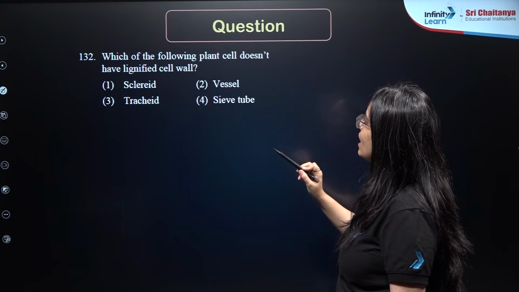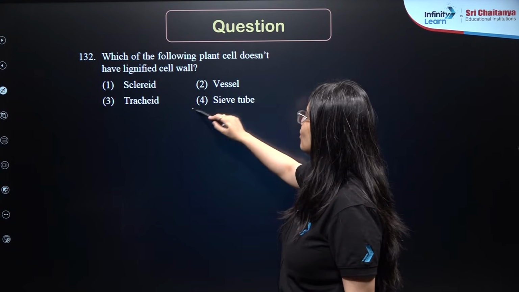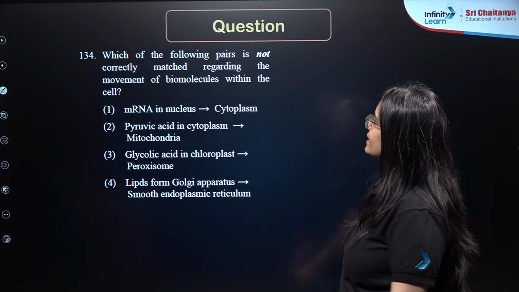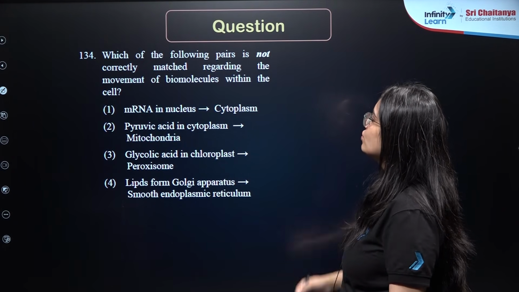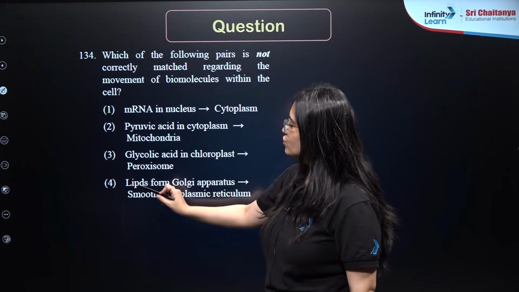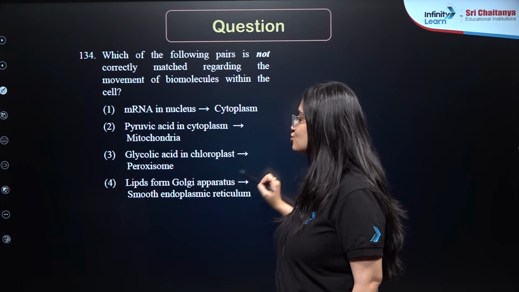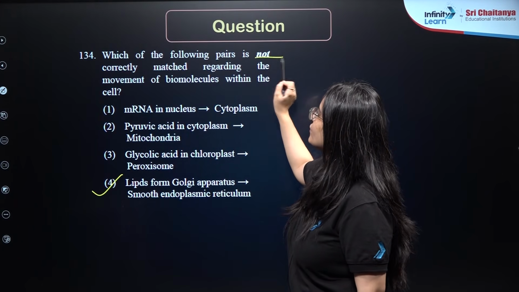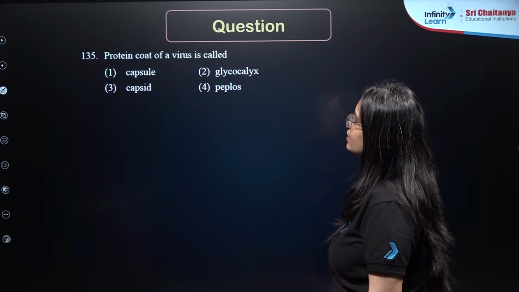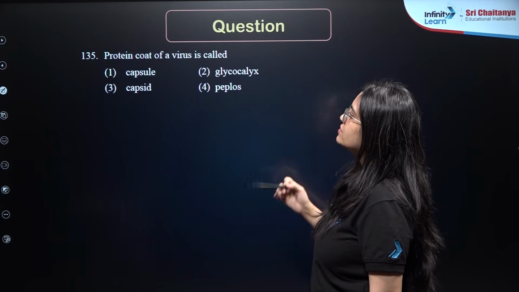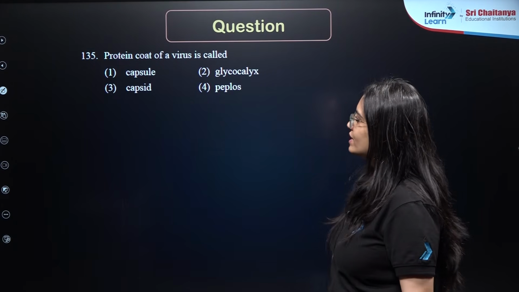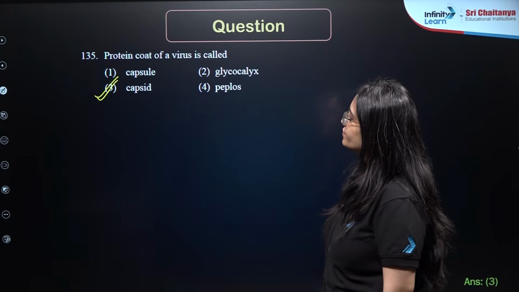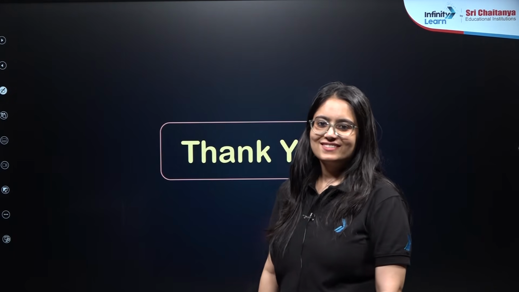Which of the following plant cells does not have lignified cell wall? Sieve tubes, very obvious. Which of the following pairs is not correctly matched regarding the movement of biomolecules within the cell? So if you see the fourth option, lipids from Golgi apparatus to smooth endoplasmic reticulum, this is incorrect. Not correctly matched. Next. The protein coat of virus is called as capsid. So yes. That's all, my dear students.